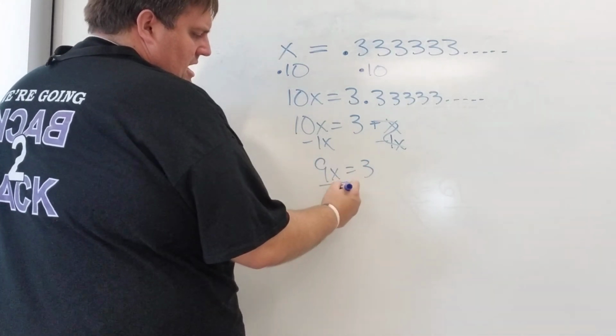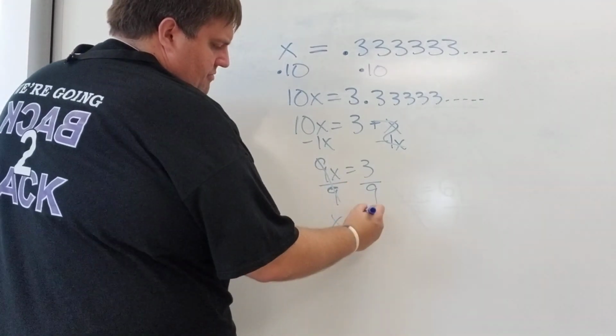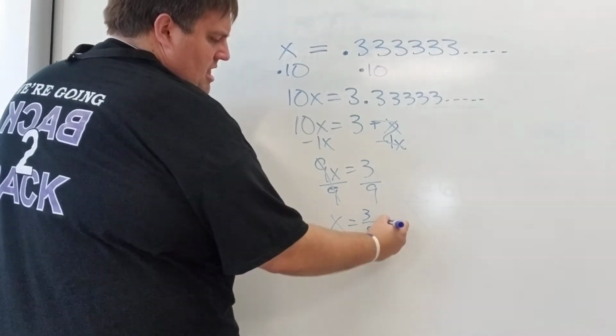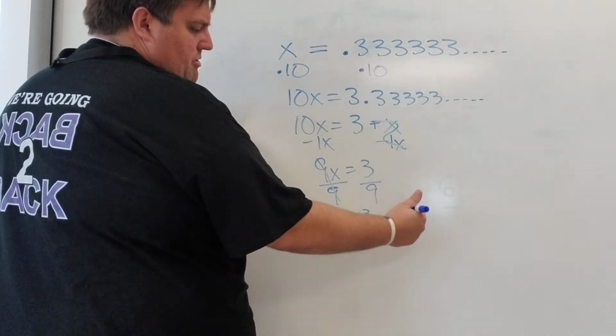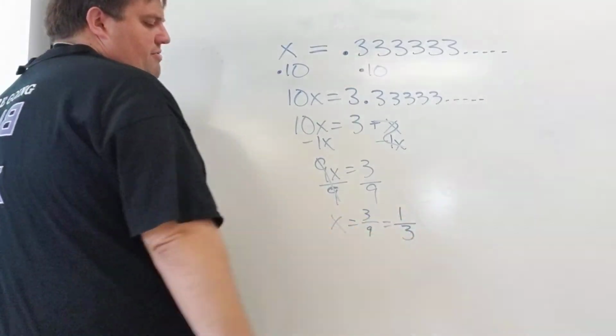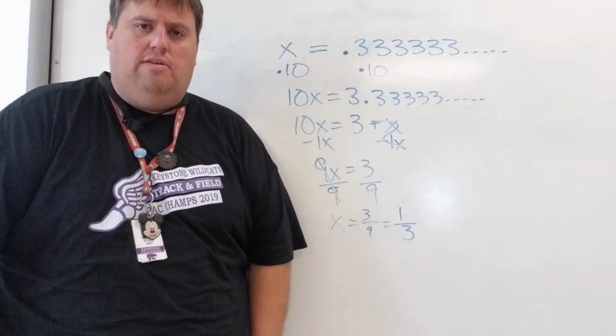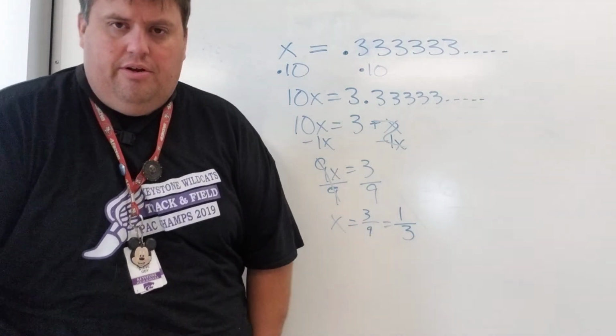And then when I divide by 9, I have 3/9. And that simplifies, 3 goes into both of those. 3 goes into 3 once. 3 goes into 9 3 times. So 0.333 repeating is actually the fraction 1/3.